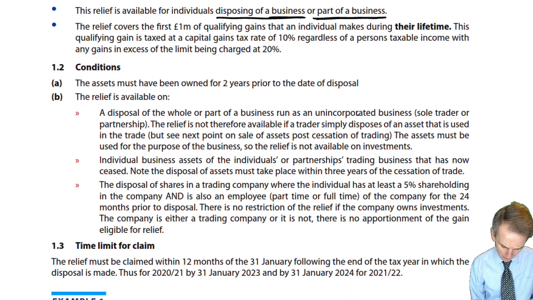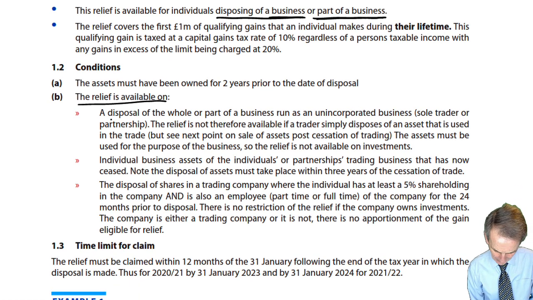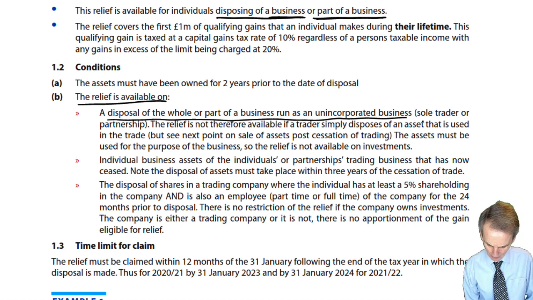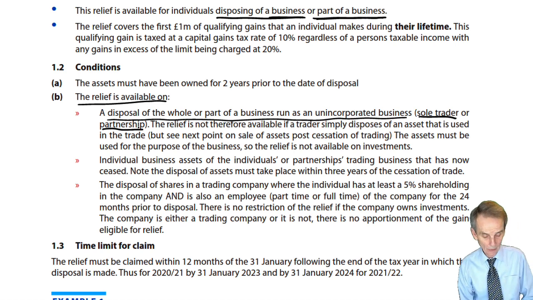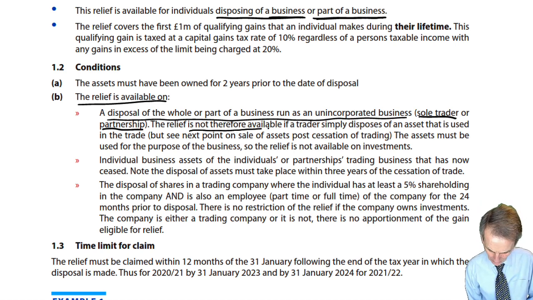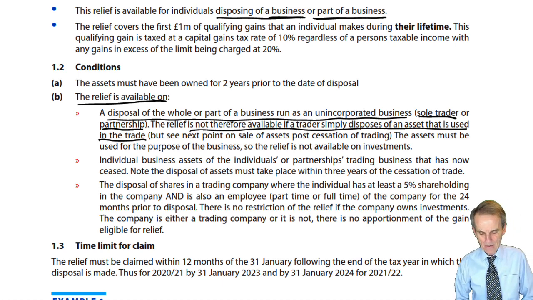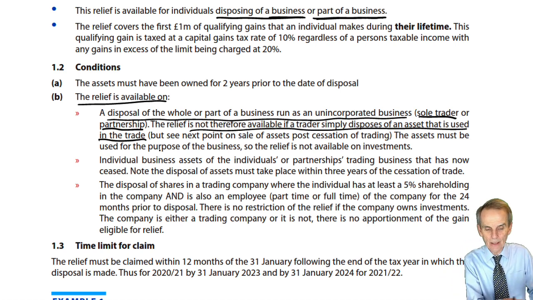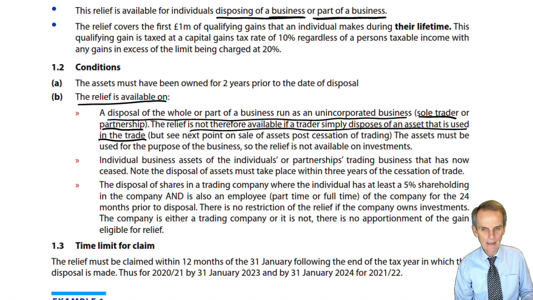So as we've just said, the relief here is available on a disposal of the whole or part of a business run as an unincorporated business, so you're a sole trader or you're a partner in a partnership. The relief is not available if the trader simply disposes of an asset used in the trade, which is usually the business selling the property used in the trade and maybe, or maybe not, buying another one. The trade continues. You're selling an asset used in the trade, not the trade, in which case you don't get this relief. However, I've just said that the business carries on.